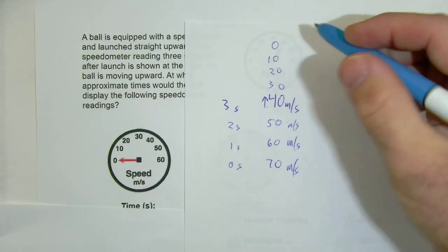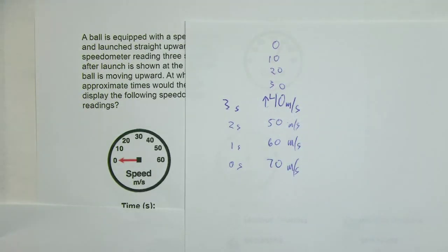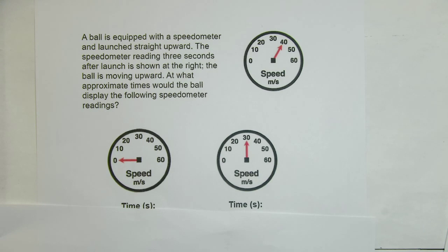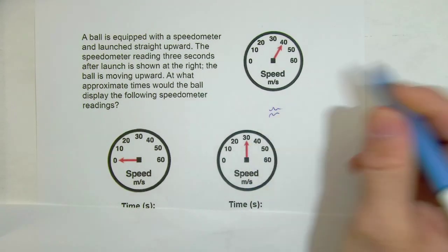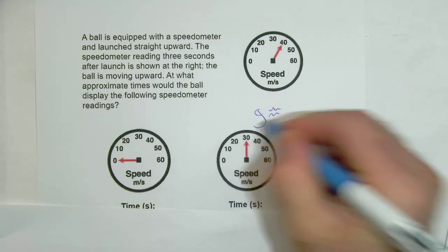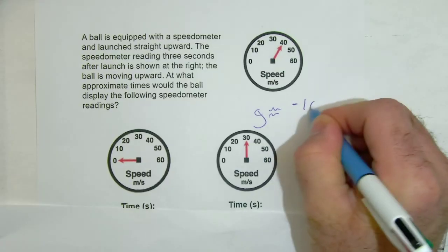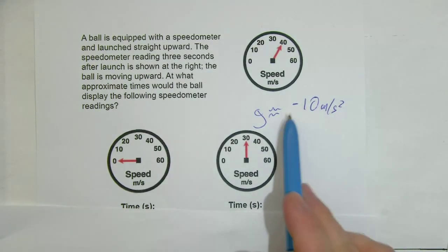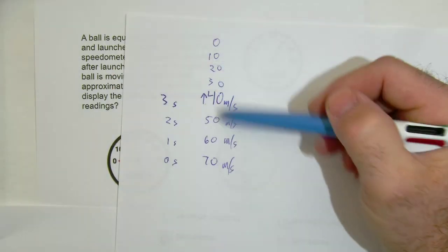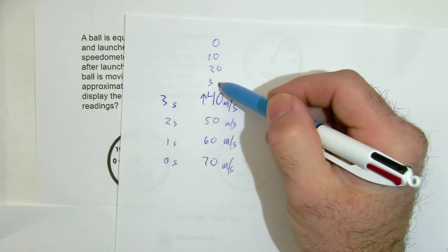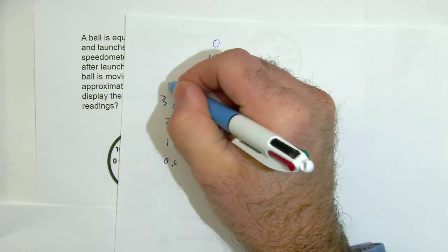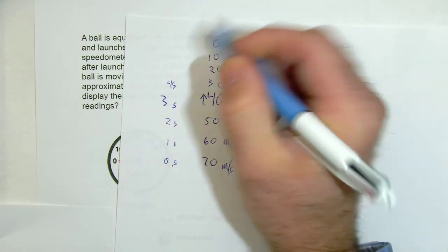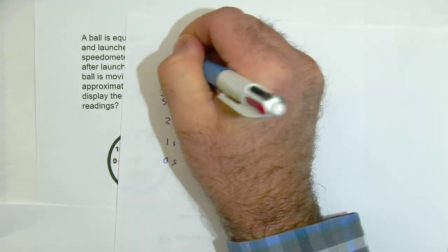And we're using, for these, you want to be using the fact that the acceleration due to gravity equals approximately negative 10 meters per second squared. I should have clarified that on these. That's why we're going up by 10 or down by 10. And so our time would continue on. We could have 4 seconds, 5.